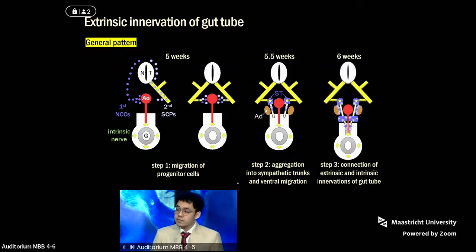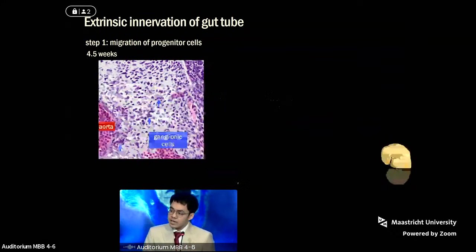The first one is the migration of progenitor cells, and then these progenitor cells aggregate to form the sympathetic trunk, and some of them migrate further ventrally. Lastly, the extrinsic innervation connects with the intrinsic system of the gut tube. So let's start with the first step, that is the migration of progenitor cells.